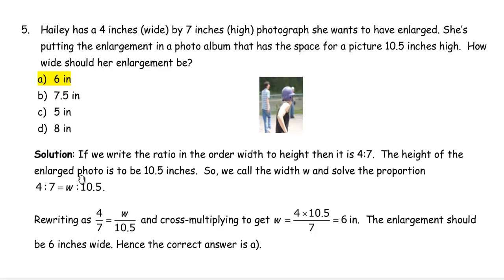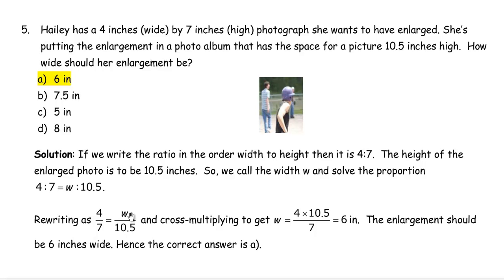The height of the enlarged photo is to be 10.5 inches. So if we call the width W and solve the proportion, it'll be 4 to 7 equals W to 10.5. So notice width first, height second. And so rewriting as 4 over 7 equals W over 10.5.